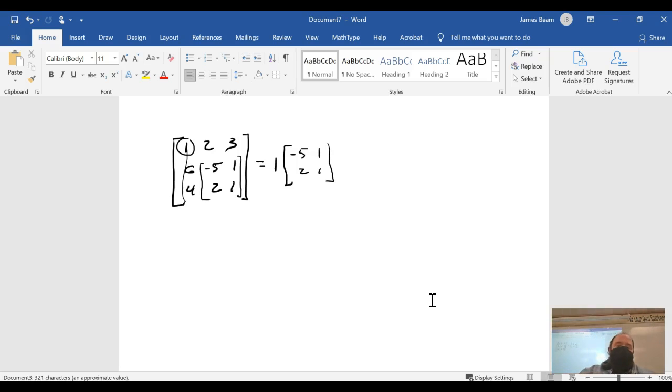Okay, the easiest way to envision finding the inverse is actually to build a weird matrix that has the identity on this side and then put the matrix on this side.